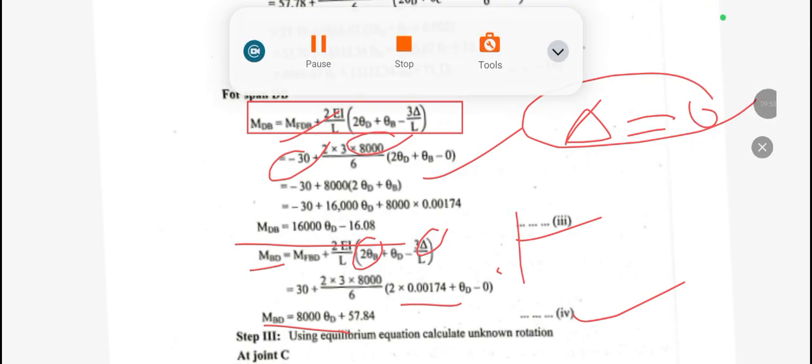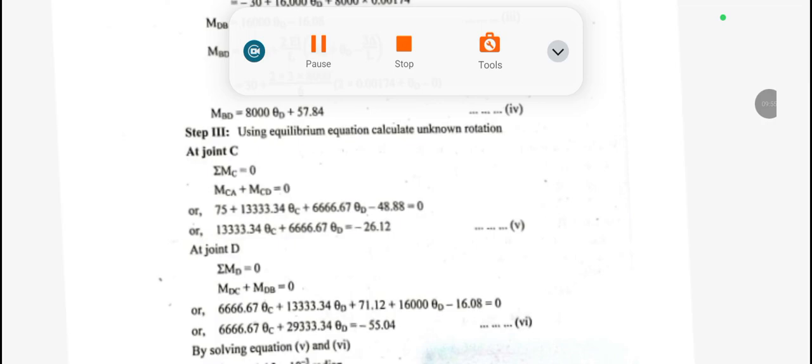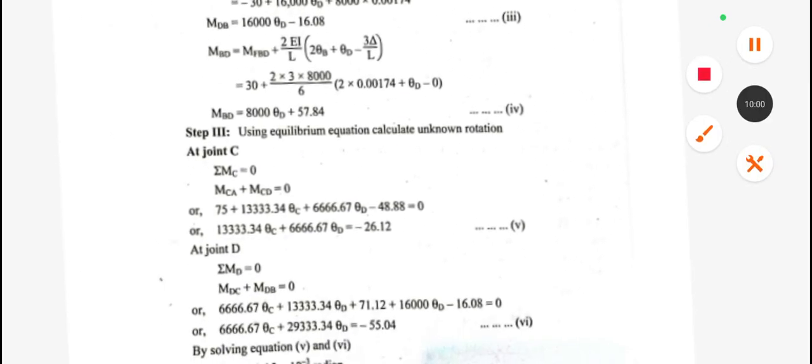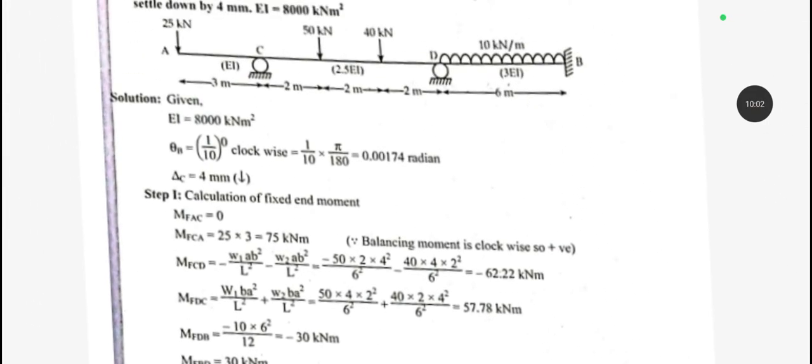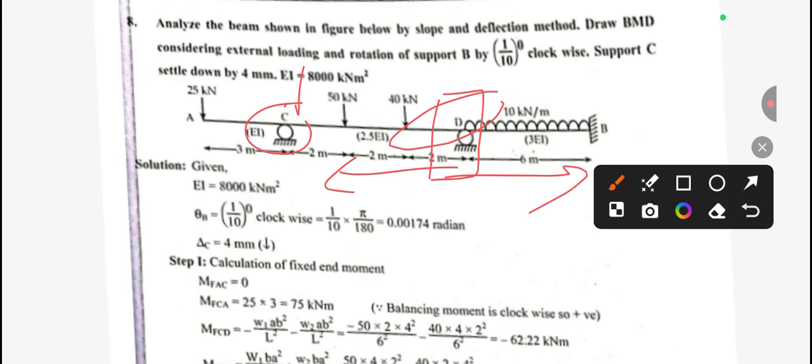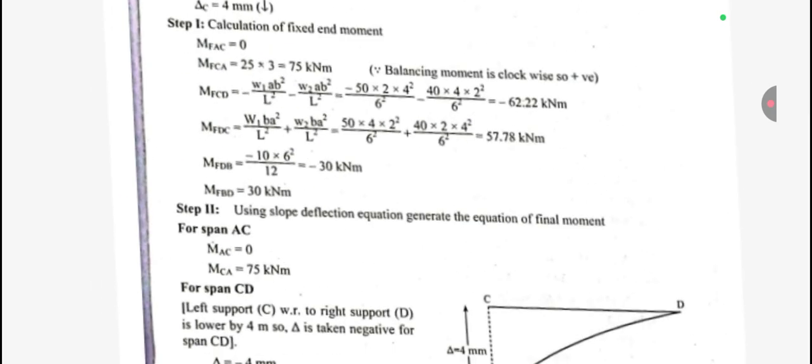Now in the third step we need to apply the equilibrium conditions. For the equilibrium condition, you can see here we have two different points, the intermediate points, for support C and support D. For support C we need to take equilibrium and apply MCB plus MCD equals to 0, and similarly for D we need to apply MDC plus MDB equals to 0. So this will be our equilibrium condition, and from here we get all the moment values.